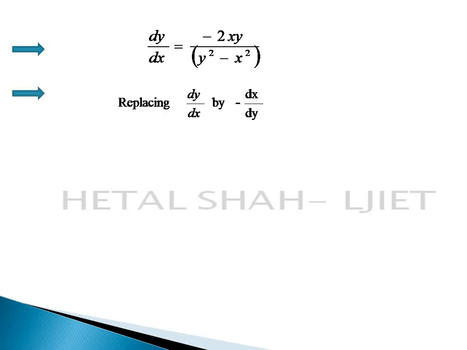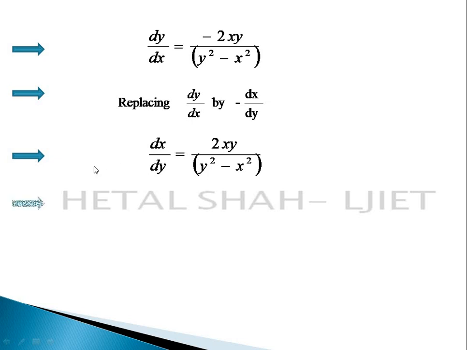So replacing dy by dx with minus dx by dy, we have minus dx by dy on the left side and minus on the right side also, so we can eliminate the minus sign from both sides. Writing in inverse form, we get dy by dx equal to (y square minus x square) upon 2xy.